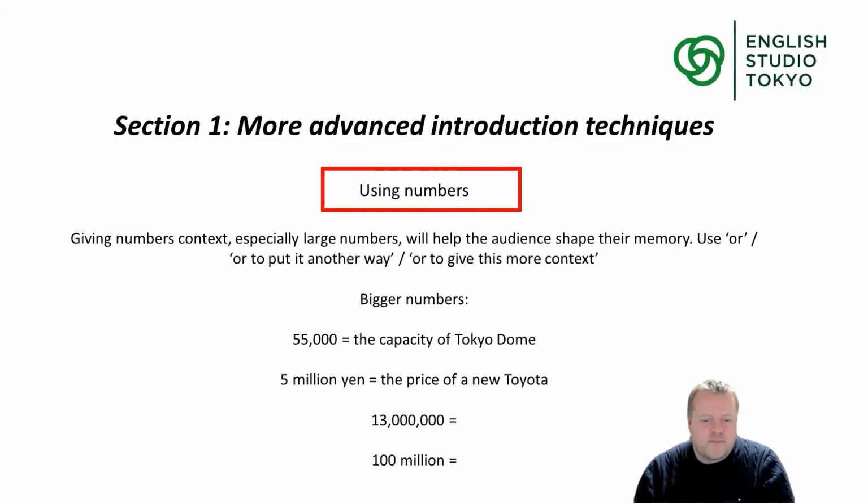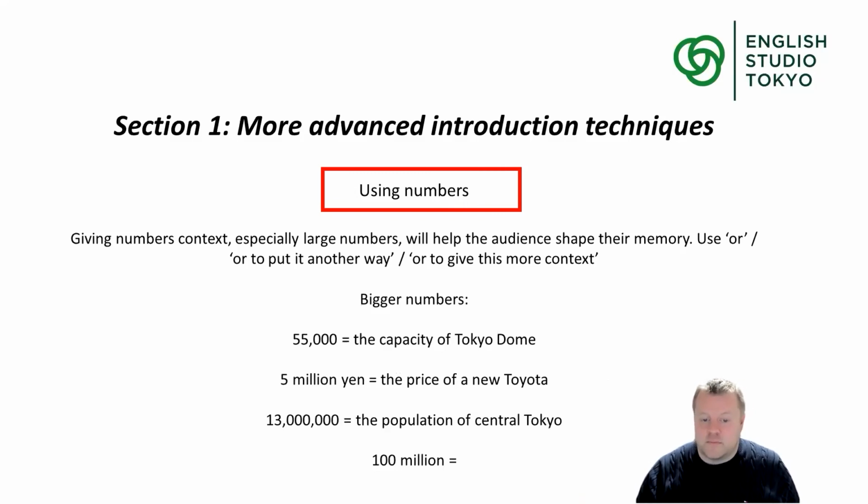So here are some examples. 5 million yen, or to put it another way, the price of a new Toyota. 13 million people, or to give this more context, the population of central Tokyo. Remember, we're not talking about the population of Tokyo. We're just trying to help people understand the size. So if I said 13 million people, or to give this more context, the population of central Tokyo bought our product last year, that really helps people understand, because they can understand Tokyo.